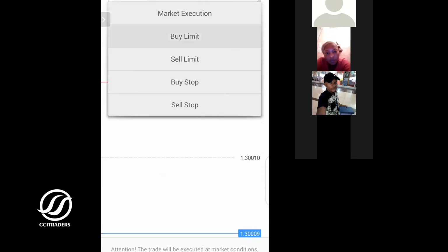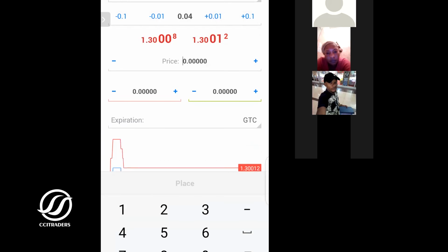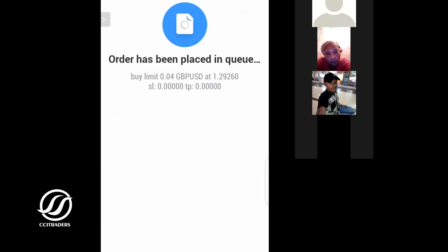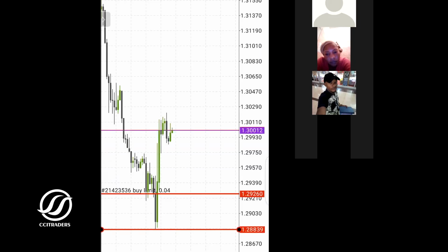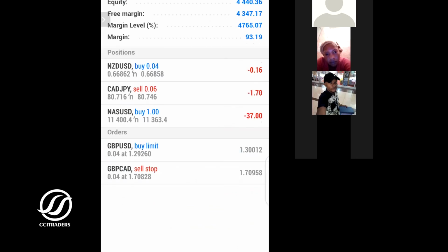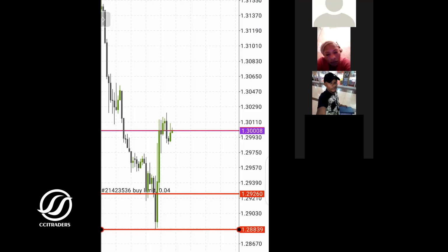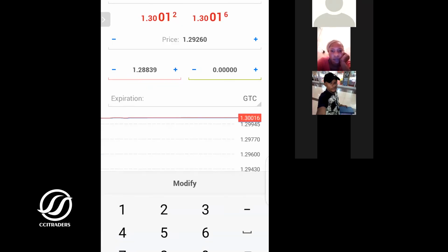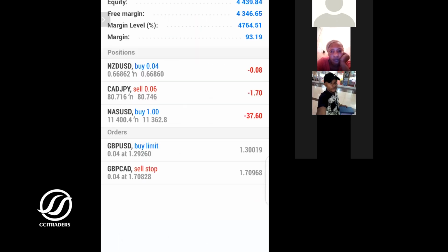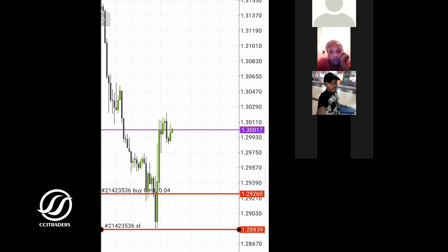Click on the other buy limit. So what's the entry price? 1.29260. Yeah. So that's the entry price for the buy limit. So I click on place. Now I have not placed my stop loss. All right, and I want to place my stop loss. My stop loss is 1.28839. So I modify that trade. 1.28839. Modify. So I have my buy limit waiting already.